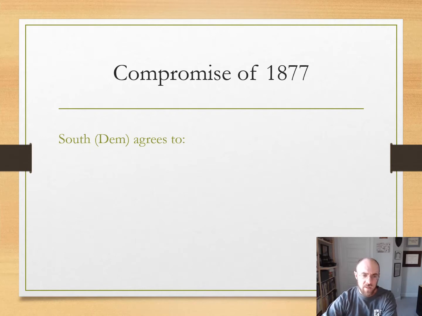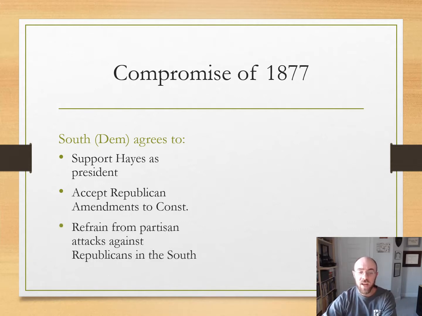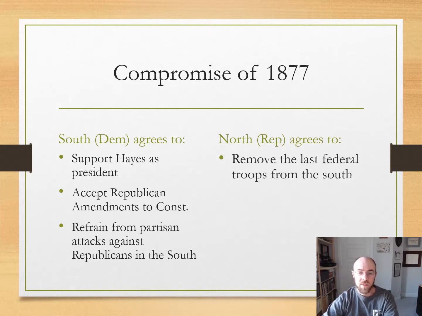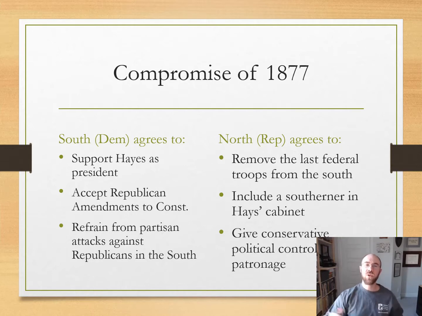So the Southern Democrats agree to the following things as part of the compromise. They give Hayes the presidency. They accept the Republican amendments to the Constitution, 13th, 14th, and 15th Amendment. And they promise to refrain from partisan attacks against Republicans in the South. On the flip side, Northern Republicans agree to the following. To remove the last troops from the South, so no more Reconstruction troops. Include a Southerner in Hayes' cabinet, and to give conservative political control over patronage. So people who are going to get jobs as a result of Hayes getting elected, they're going to go to more conservative people rather than the radical Republicans. And this is the effective end of Reconstruction with this compromise.